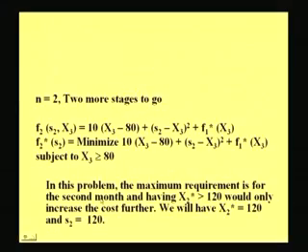In this problem the maximum requirement is for the second month, and having x2 star greater than 120 would only increase both the underutilization cost as well as the changeover cost. So, we will have x2 star equal to 120 and S2 is going to be 120 in this case. So, we can comfortably substitute for S2 equal to 120 in this.